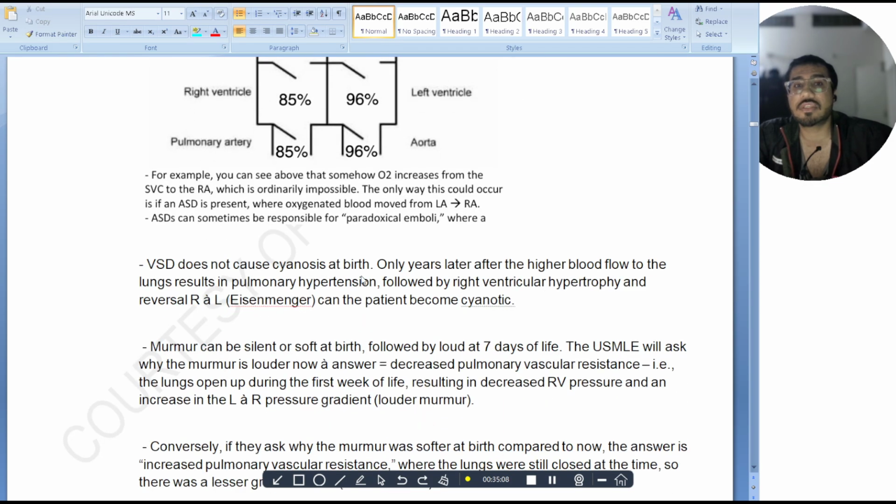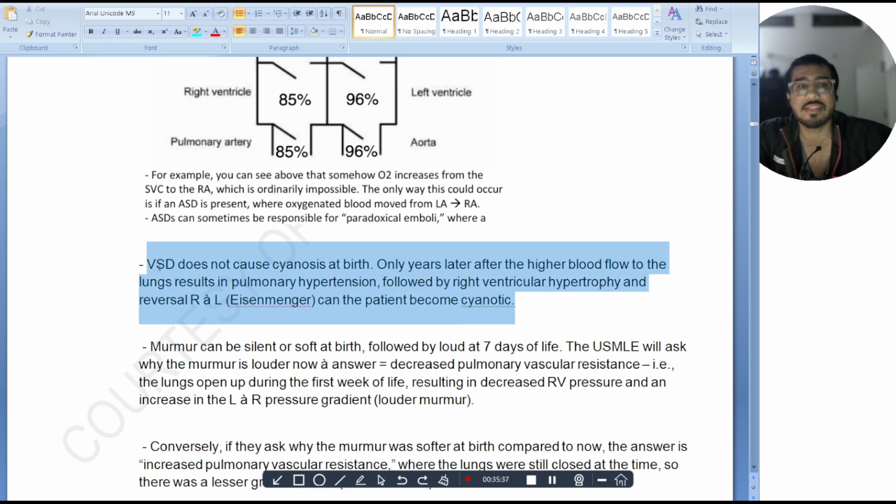VSD does not cause cyanosis at birth. One of the high-yield things you need to know is which problem causes cyanosis at birth and which presents with a delayed cyanosis after birth. VSD does not cause cyanosis at birth. It is asymptomatic. Only years later, after the higher flow to the lungs results in pulmonary hypertension followed by right ventricular hypertrophy and reversal, can the patient become cyanotic. So this is so high yield.